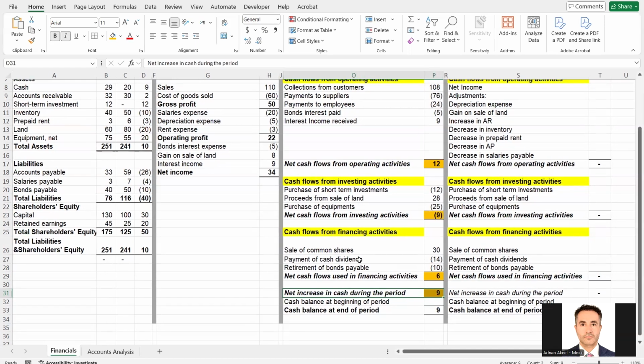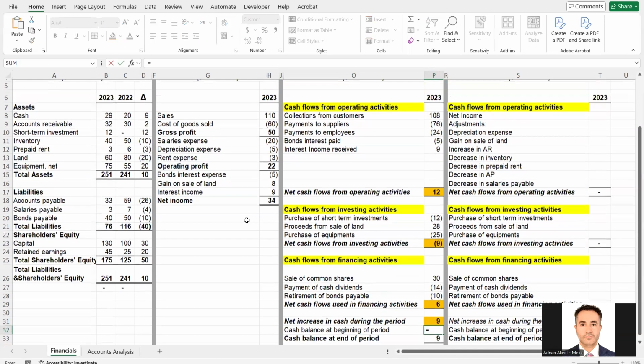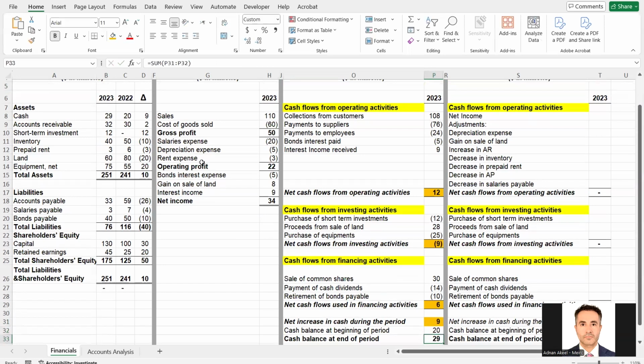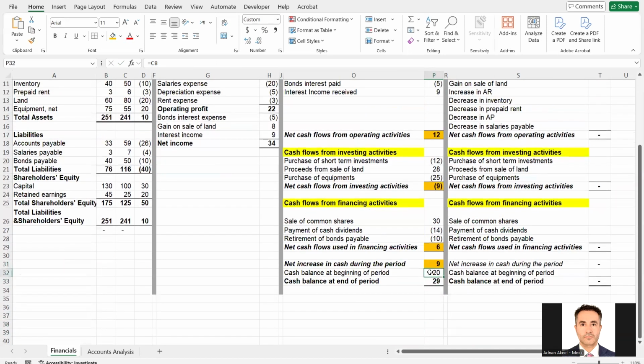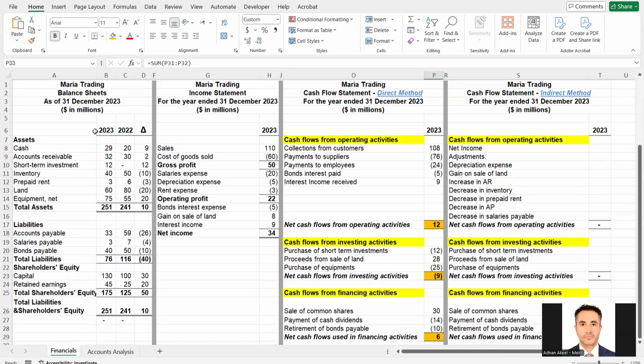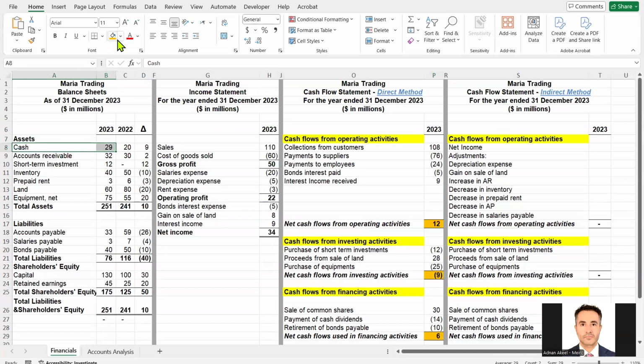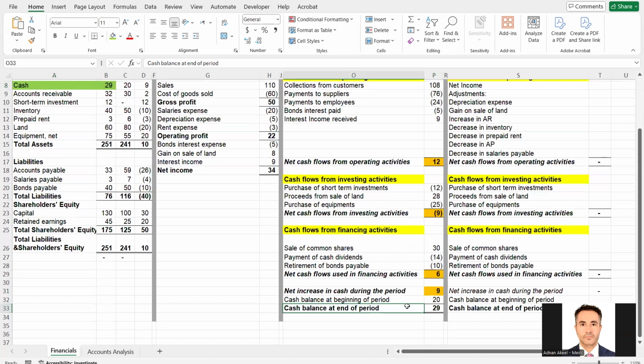How do I know if this is accurate? Because at the end, whatever cash I'm displaying here needs to match the balance sheet. The cash is part of the assets. So what is my balance of cash at the beginning of the year? Here it is, 20 million. So I started the year with 20 million, and the cash flow is telling me your cash has increased by 9. So logically speaking, my ending cash balance needs to be 29. Is this matching with the balance sheet? Yes, it is matching. If this figure wasn't matching, there is something wrong and the cash flow is not accurate.